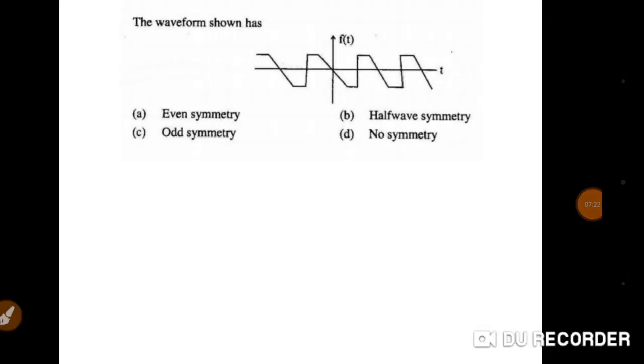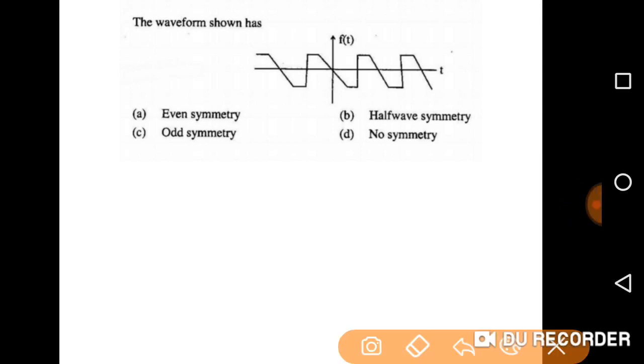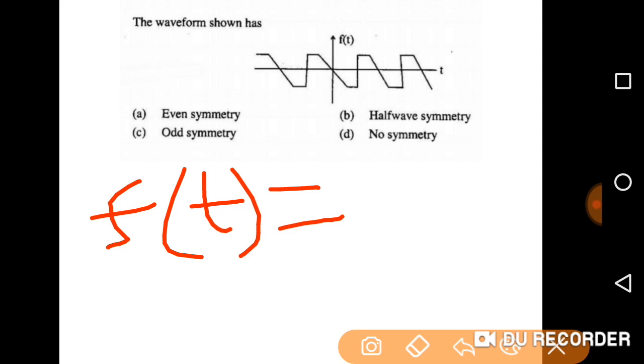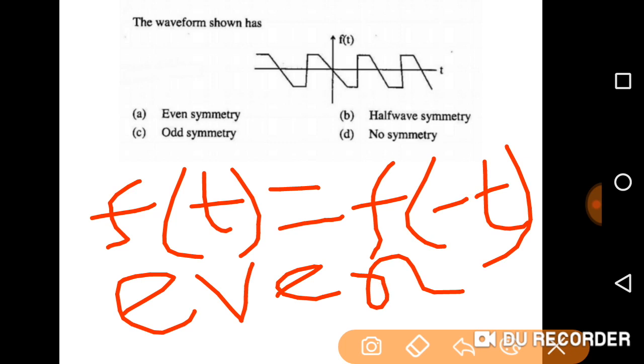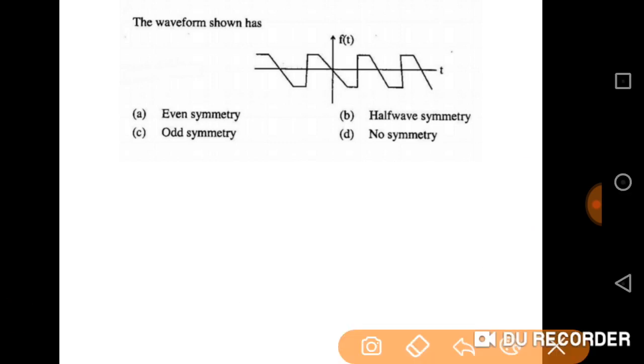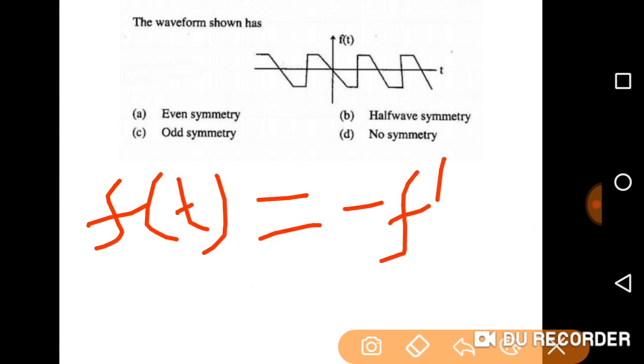This problem says that we have to identify what kind of symmetry is present in this signal. The procedure for finding odd symmetry and even symmetry is that if f of t equals f of minus t, that is called an even signal or even symmetry. And if f of t equals minus f of minus t, that is odd symmetry.